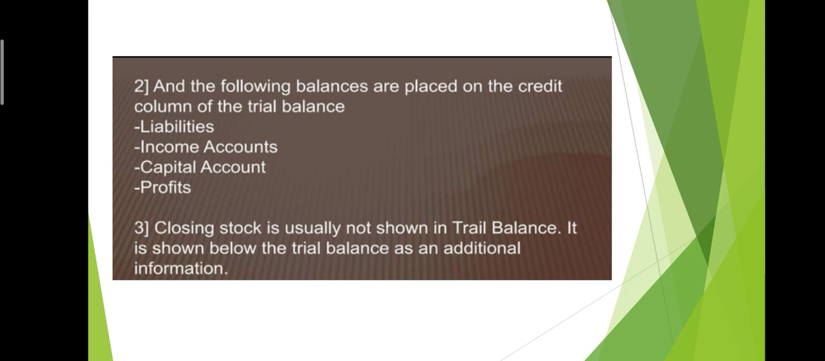And the following balances are placed in the credit column of the trial balance. Accounts of all liabilities, income, gains and capital are credit balances. Closing stock is usually not shown in the trial balance. It is shown below the trial balance as additional information.